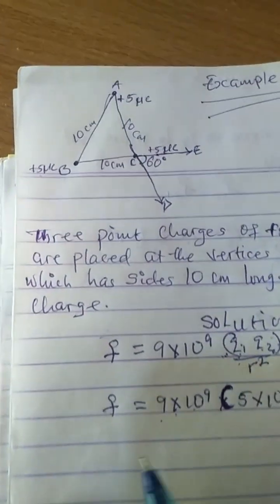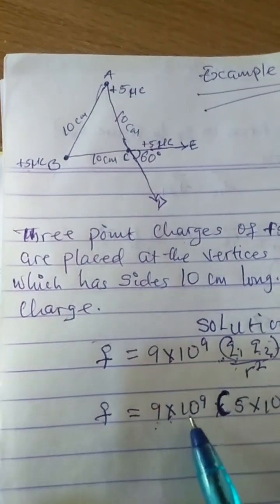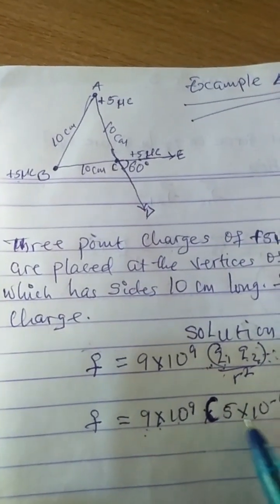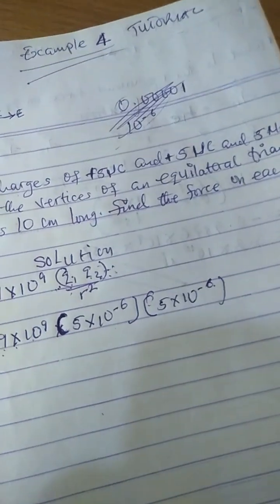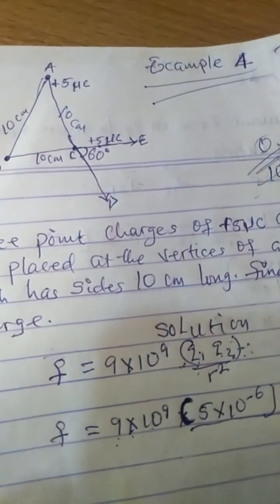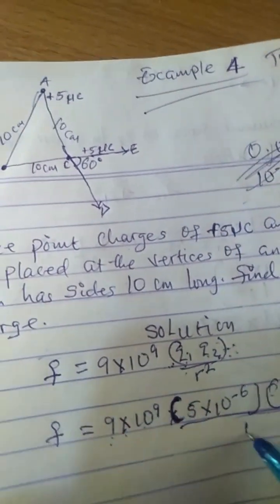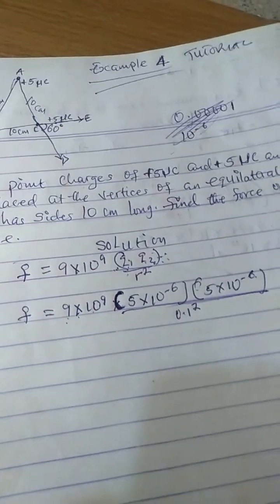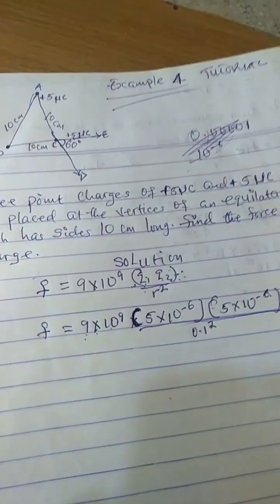Okay, so let's come back to our problem, where F is equal to 9 times 10 raised to the power of 9, open bracket, 5 times 10 raised to the power of negative 6, and 5 times 10 raised to the power of negative 6. We are dividing this by 0.1 squared. Ask your question. I know you are confused. Why do you have 0.1 squared? Alright, but don't be afraid.